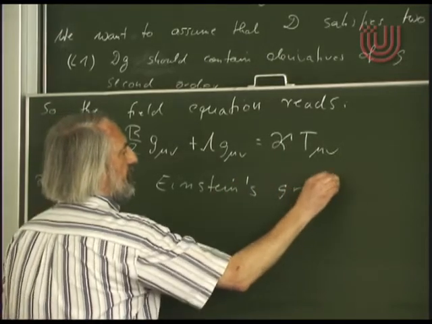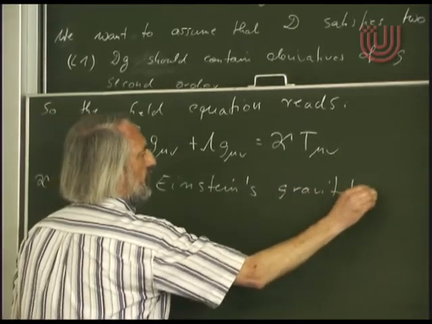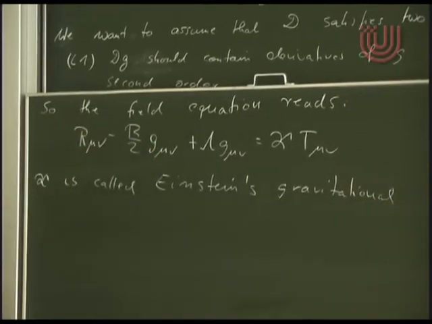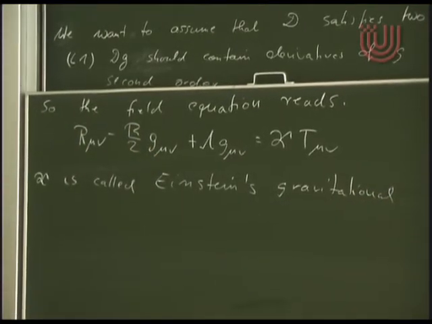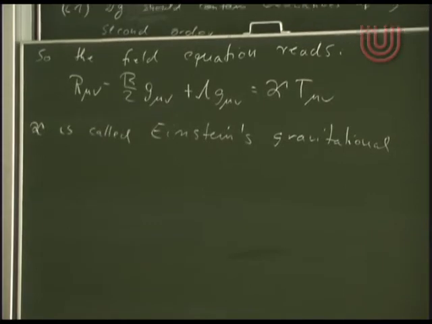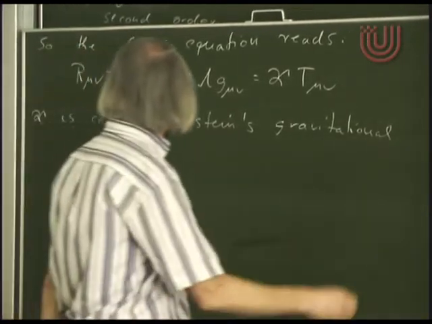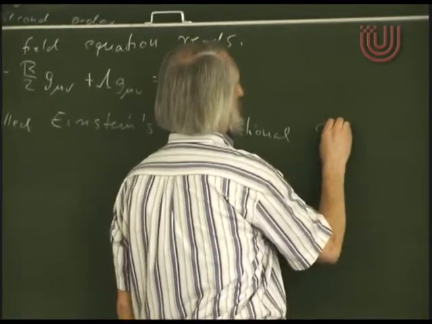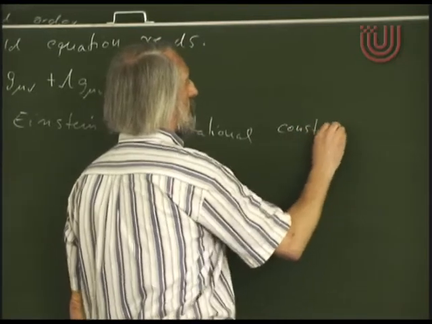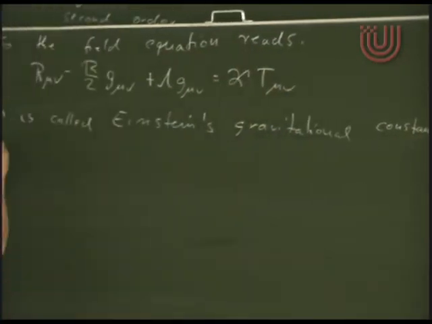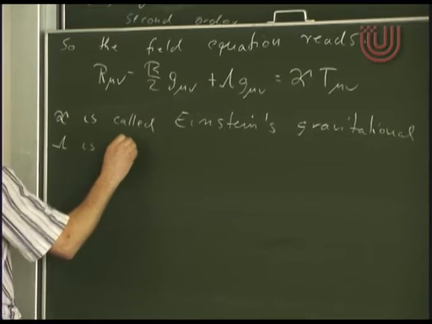So we will discuss later how it is related to the G. Of course, there must be a relation because Newton's theory should come out in a certain limit from Einstein's field equation. So it's called Einstein's gravitational constant. Lambda is called the cosmological constant.